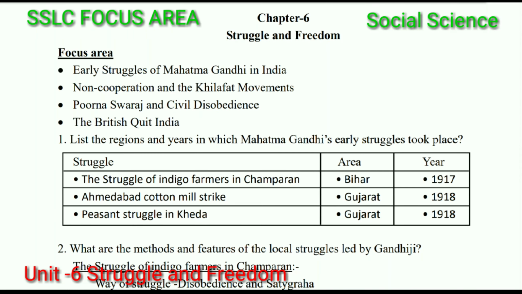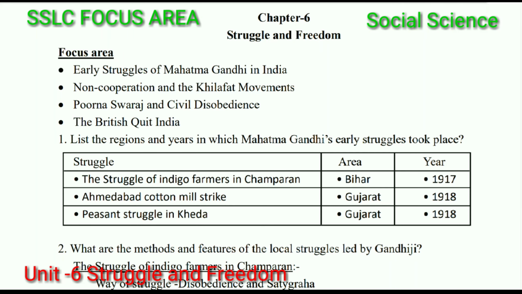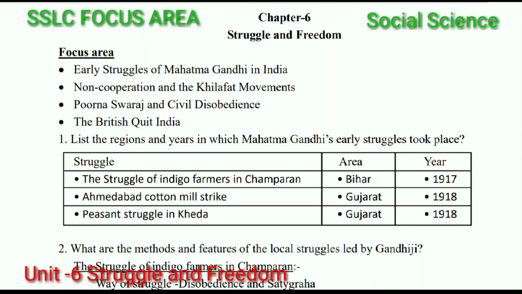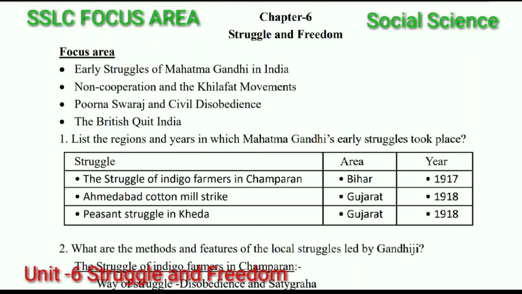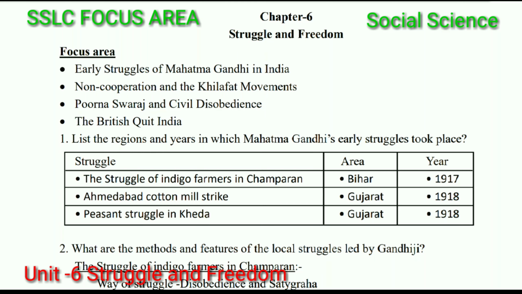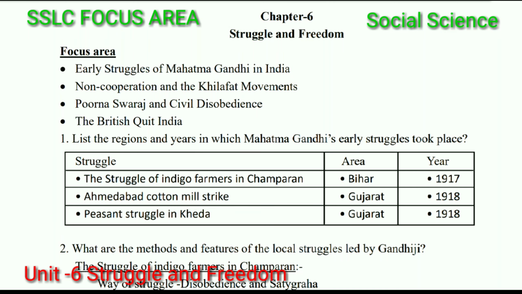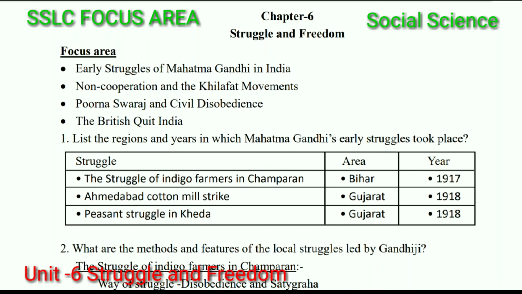First question, list the regions and years in which Mahatma Gandhi's early struggles took place. Struggle, area and year. The struggle of indigo farmers in Champaran, area Bihar, 1917. Ahmedabad cotton mill strike, Gujarat, 1918. Peasant struggle in Kheda, Gujarat, 1918.